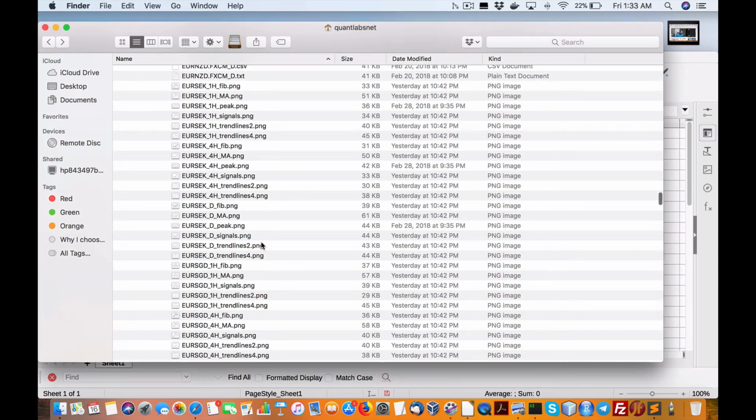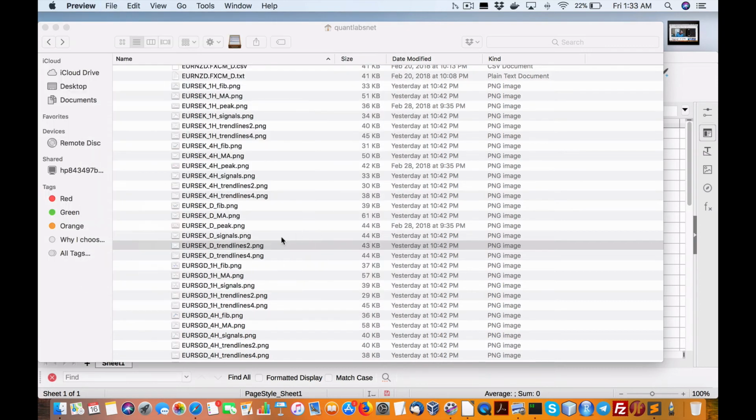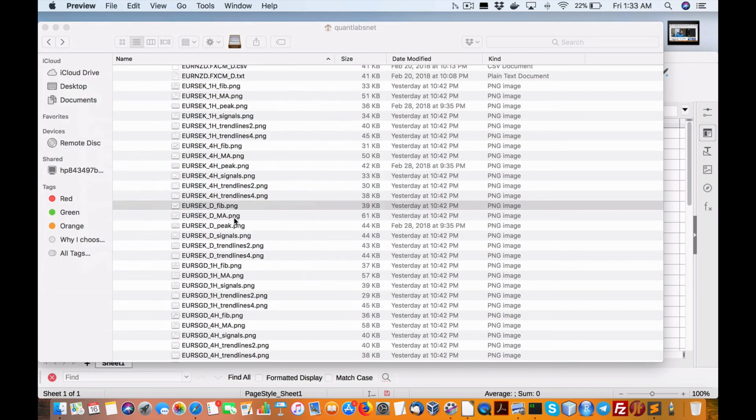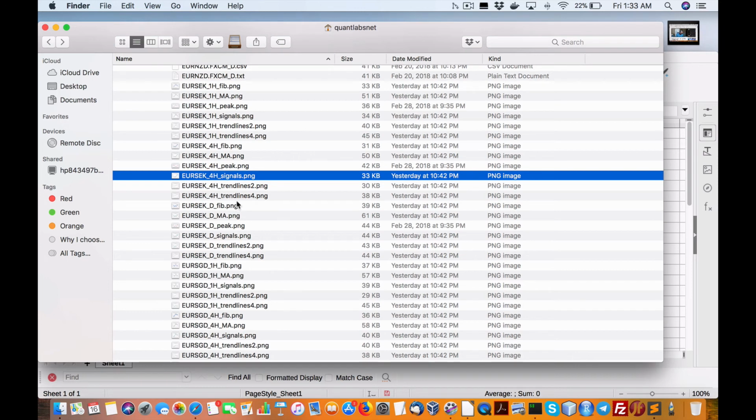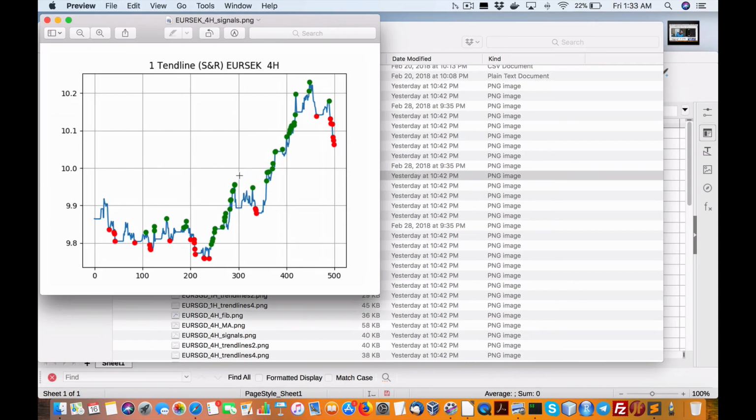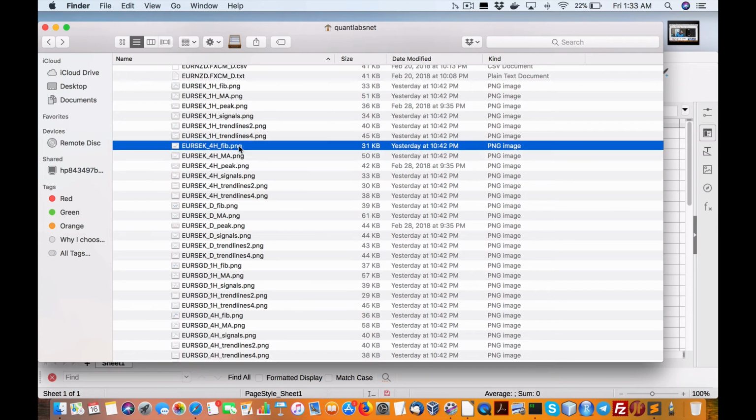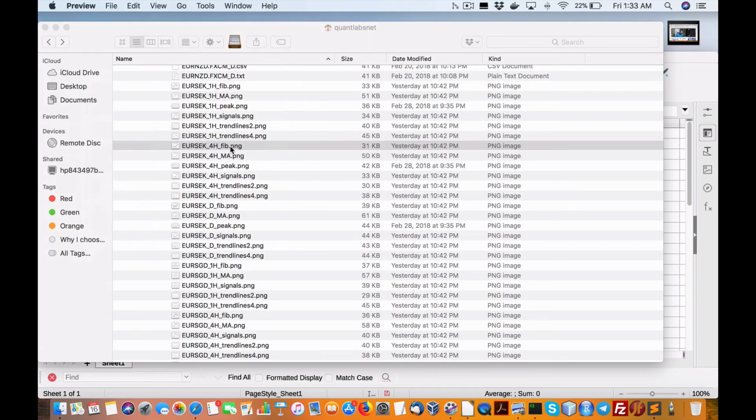Euro Swedish. Ooh, that's a nice move. Oh, that might say it's overvalued. Haha, overvalued. So selling. Fibonacci, it's coming down. It may hit our zone that we want.